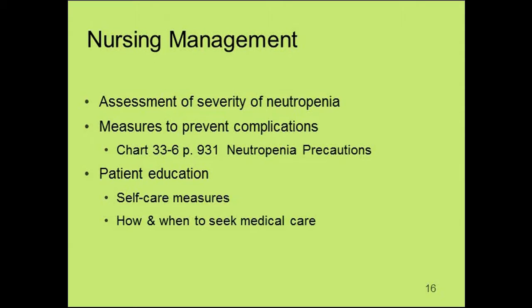Make sure that you look at page 920. It is chart 33.7, not what's on the slide. Page 920, chart 33.7, talks about neutropenic precautions. So make sure you review that chart very closely and are very familiar with neutropenic precautions and what's allowed and what's not.